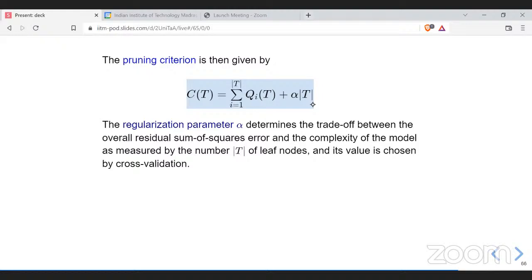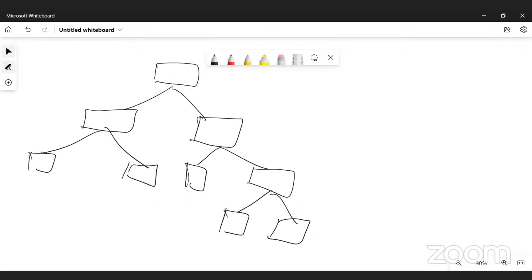So what actually happens in cost complexity pruning? You grow a full size tree. Let's say your tree is something like that. Let's say this is your full grown tree.